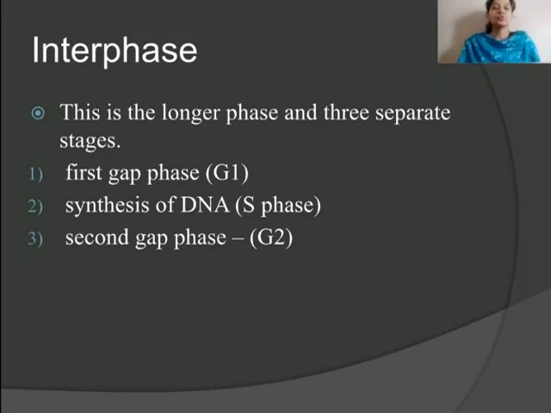In the second phase, which is the synthesis of DNA, the chromosomes replicate, forming two identical copies of DNA. Therefore, following the S phase, the cell now has 92 chromosomes, right? And the third is your second gap phase, which is your G2 phase. In this phase, there is further growth and preparation for cell division.